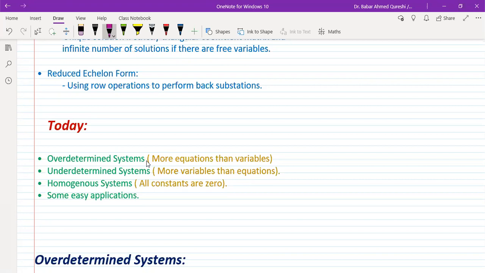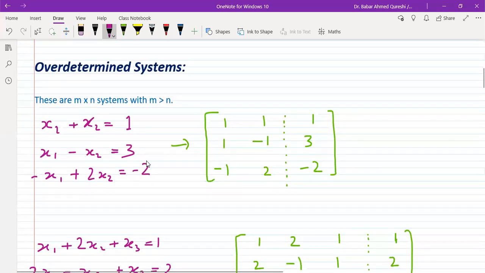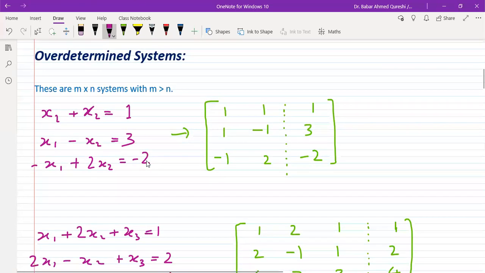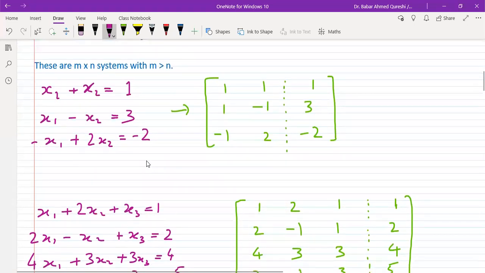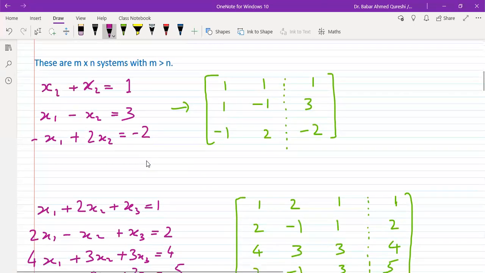Homogeneous systems are just systems which have all the constants equal to 0. So we have been writing our equations with the constants, those numbers without any variables, to the right hand side of the equations. If those numbers are all 0, then this would be called a homogeneous system. And a homogeneous system could be square, underdetermined, overdetermined, all those possibilities are there. So as we have been doing, let's start by looking at some examples of overdetermined systems.